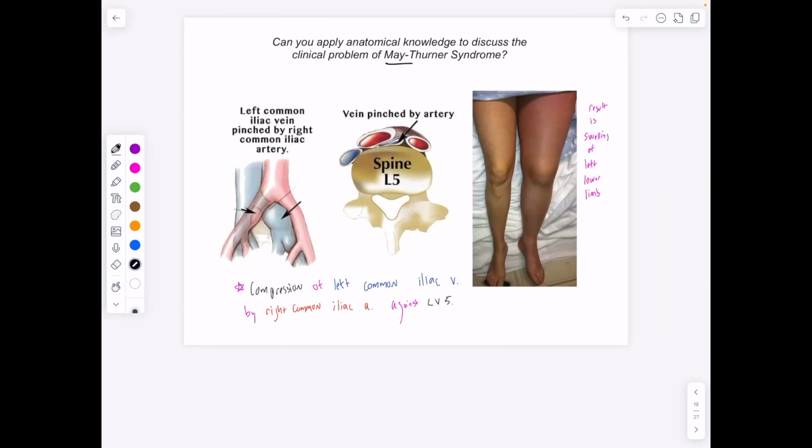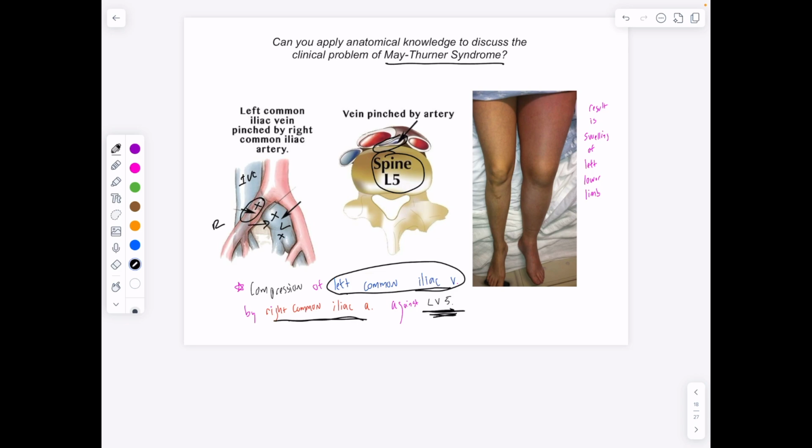All right, can you discuss May-Thurner syndrome? May-Thurner syndrome is compression of the left common iliac vein. The IVC branches into left and right common iliac veins, and the left is compressed by the right common iliac artery against LV5. So right here, we can see that the vein is pinched by the artery. Again, this is the left common iliac vein being pinched by the right common iliac artery against LV5.